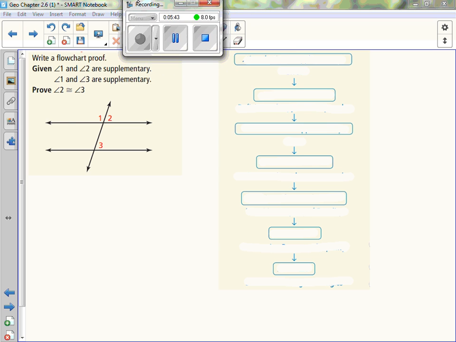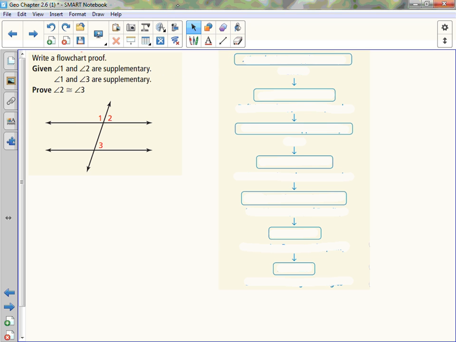Move this over here. We look at this here. So again, with any proof, we always start with the given, yes? So our first line, well, it says angles 1 and 2 are supplementary. This is our given.